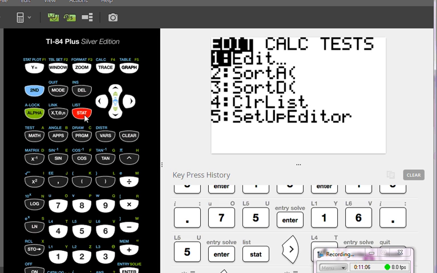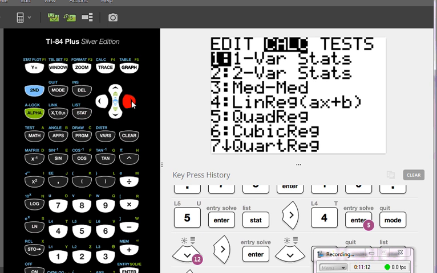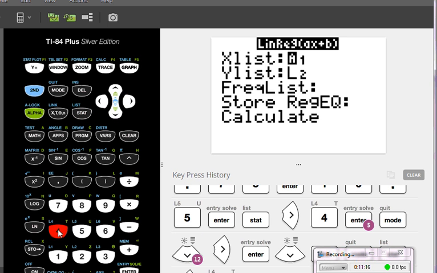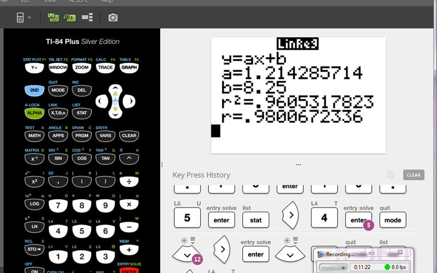I'm going to come up with my equation the exact same way I did. I don't have to re-enter my table. So I just hit stat, to the right, calc, and then 4 because it looks like linear regression. Hit enter about 5 times. And ladies and gentlemen, we have R is equal to 0.98.